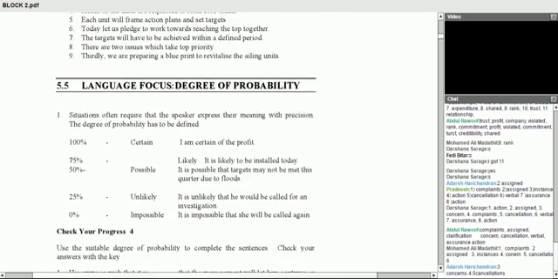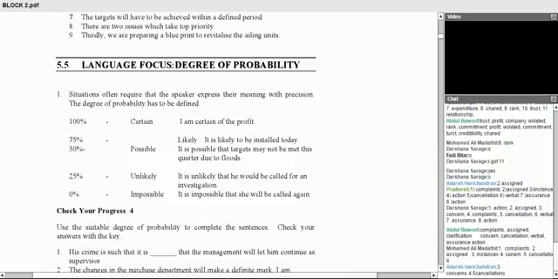Now, language focus: degree of probability. Situations often require that the speaker express their meaning with precision. Precision means you should be precise. The degree of probability has to be defined. 100% means certain: I am certain of the profit. 75 to 50% is likely or possible: it is likely to be installed today. It is possible the target may not be met this quarter due to flood. Unlikely is 25%: it is unlikely that he would be called for an investigation. 0% means impossible: it is impossible that she'll be called again.